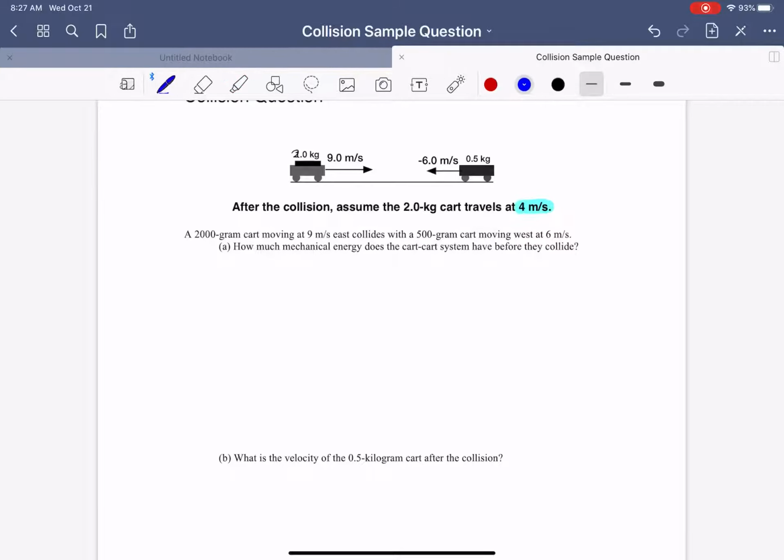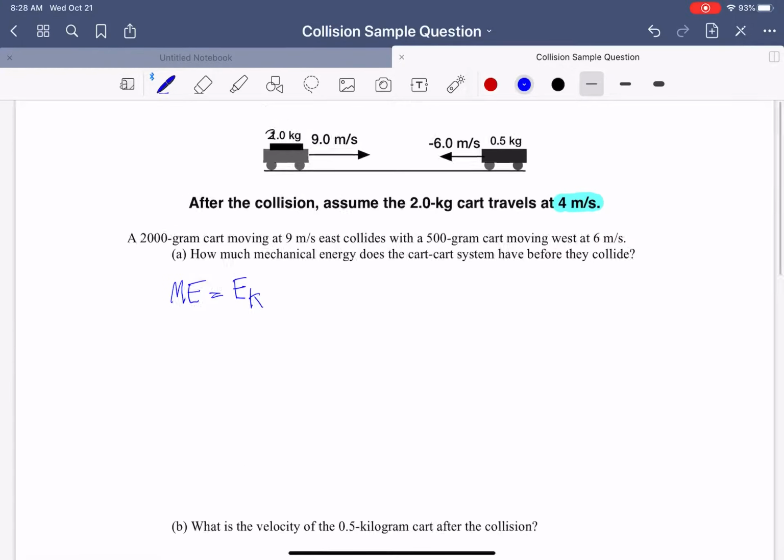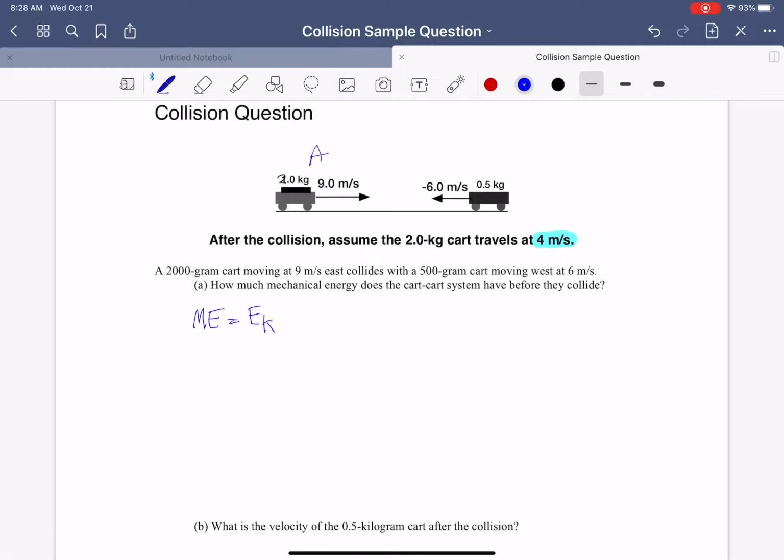The only way to do this is to calculate the mechanical energy. The mechanical energy in this case is all kinetic energy. If I call this cart A and this cart B, the kinetic energy is 1/2 the mass of A times the velocity of A squared plus 1/2 the mass of B times the velocity of B squared. And then it's just algebra from here.